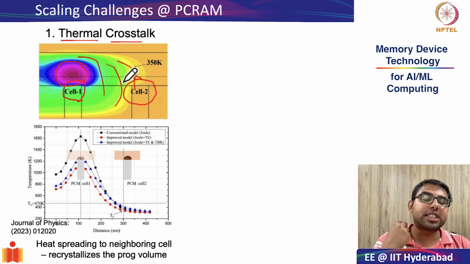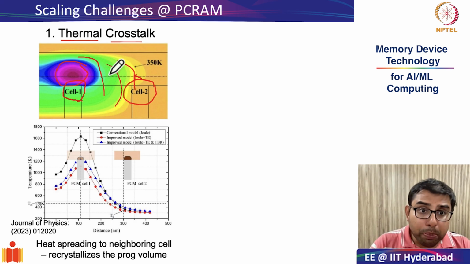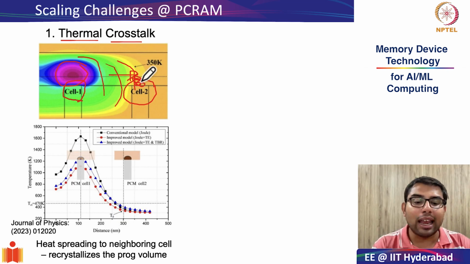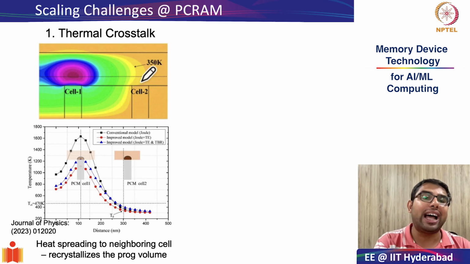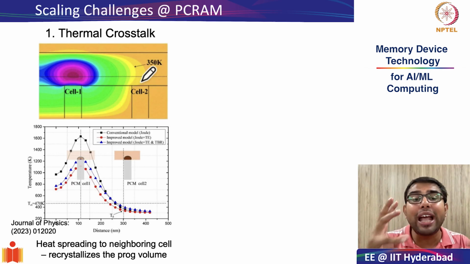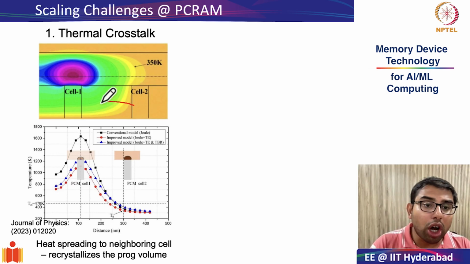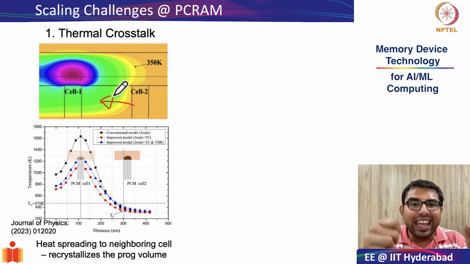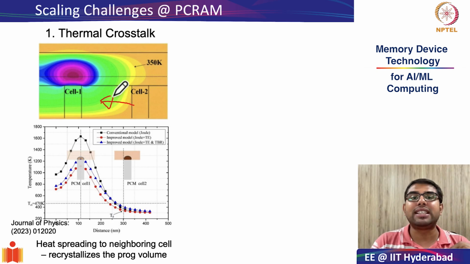That means if cell 2 is in the high resistance state, or in the amorphous state, the spread of the heat can crystallize some of the material belonging to cell 2 as well. And this becomes a big problem in making sure how close you can bring cell 1 and cell 2 together. And this limits the area scalability of PCRAM.